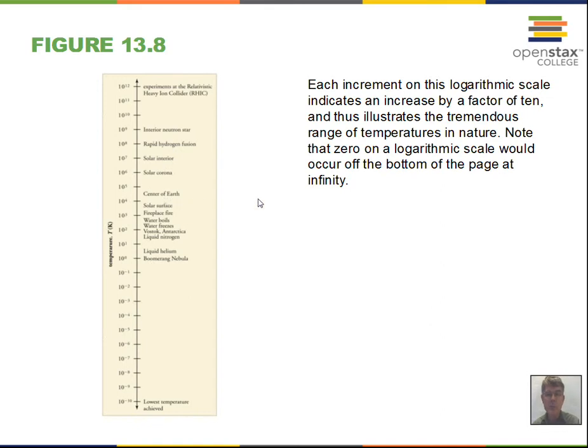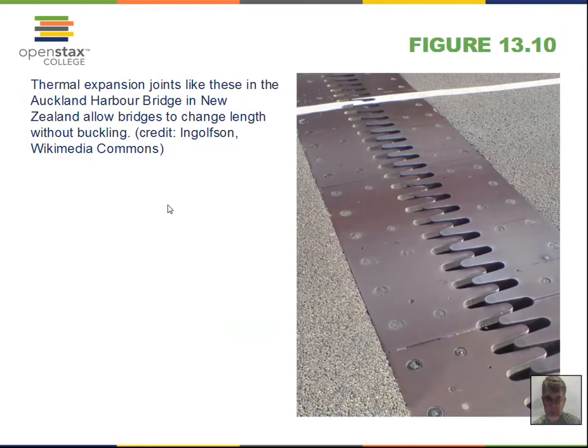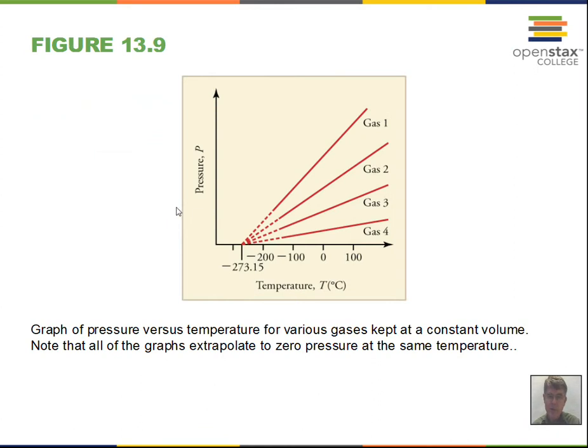Quite a range of temperatures occur in our universe. So that's a little indication there. Let's go to this graph. The graph here is plotting pressure versus temperature for a situation when the volume is constant and the number of molecules in the chamber is constant. Then there is a relationship between the temperature and the pressure of a gas.